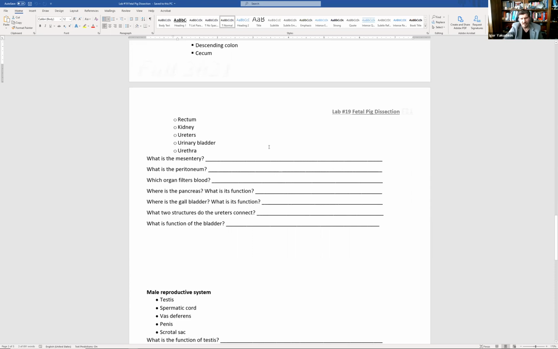What is the mesentery? Again, connective tissue, which is keeping those particular coils intact. Peritoneum is basically another layer of connective tissue inside of the body cavity, actually in the abdominal cavity. Which organ filters the blood? Technically, there are two. One of them known as the liver, another known as the kidney. Liver probably was the question, well, the answer for that particular question.